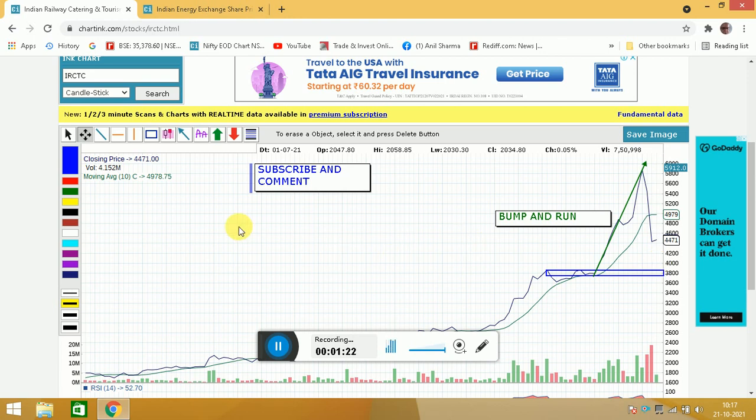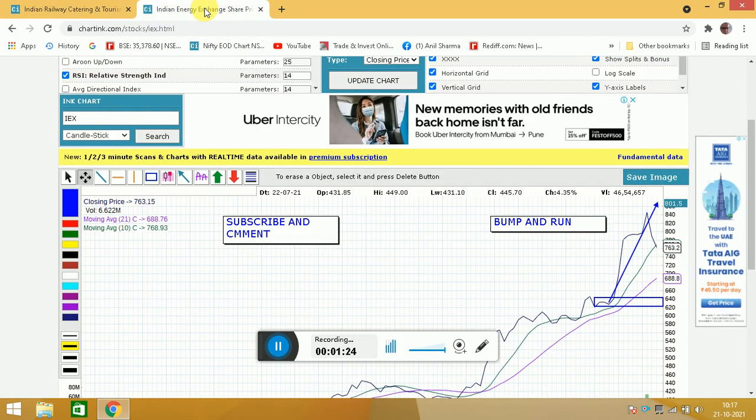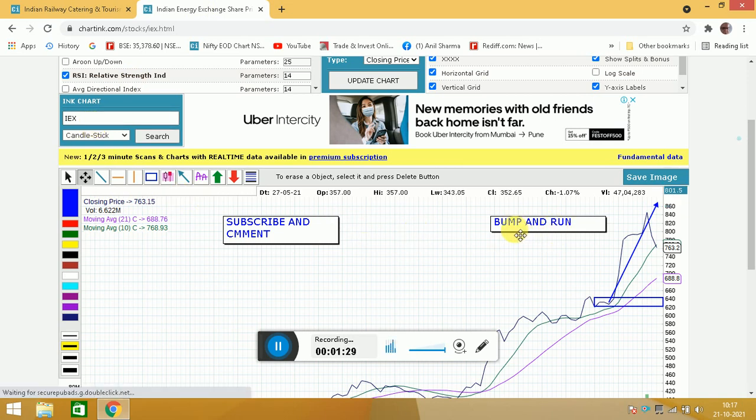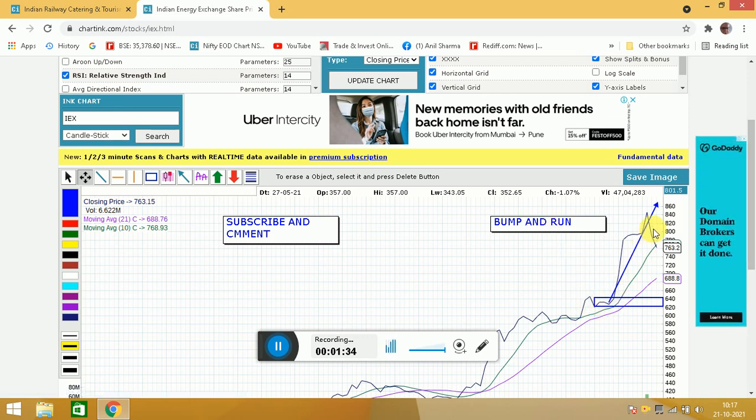At the same time, there is one more stock, which is Indian Energy Exchange. Indian Energy Exchange is also a classic case of bump and run. You can see this has taken almost a perpendicular view, and it would have gone somewhere to about 900, but for 3 days the stock has been coming down, and it has now touched the 10 day moving average. The stock is likely to fall to around the 620 to 650 range. This is another classic case of bump and run.